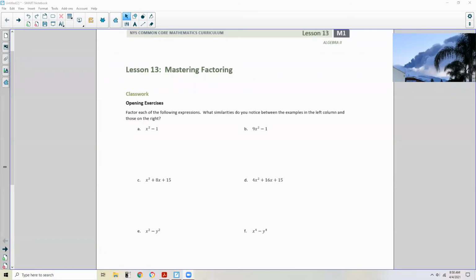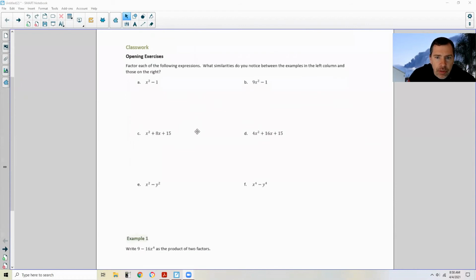Lesson 13, Mastering Factoring. Opening exercise: factor each of the following expressions. What similarities do you notice between the examples in the left column and those on the right? So here we go. It's an exercise. Pause the video, see if you can do these, and then come back and check them.